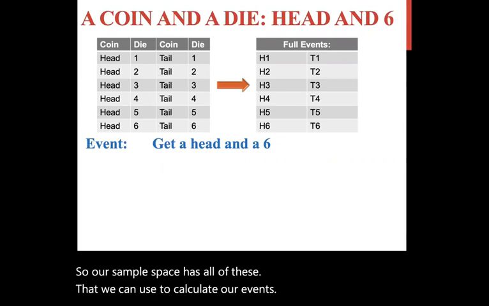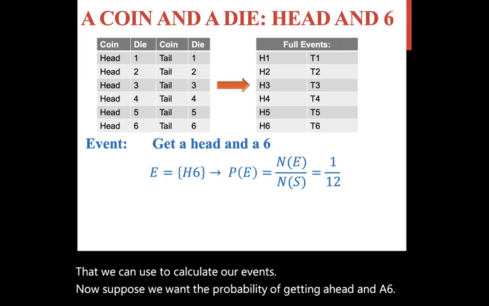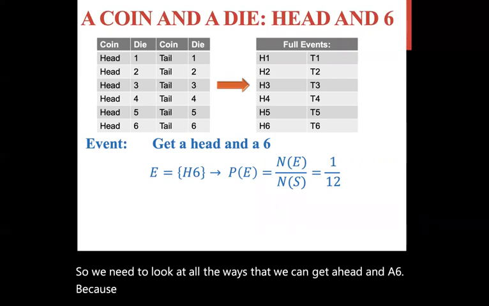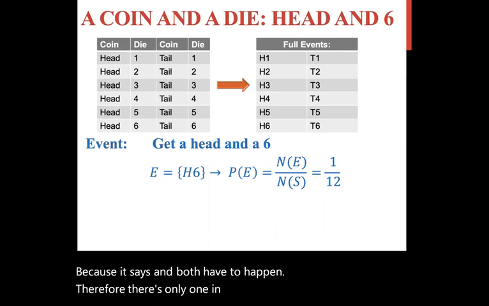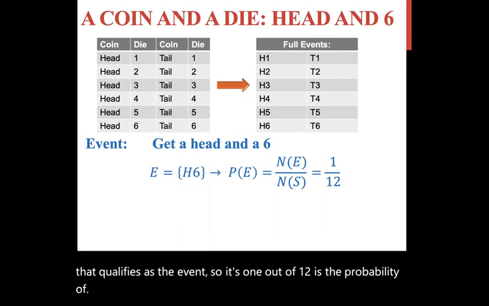Now, suppose we want the probability of getting a head and a 6. So we need to look at all the ways that we can get a head and a 6. Because it says and, both have to happen. Therefore, there's only one in the bottom left corner that's H6. That qualifies as the event. So it's 1 out of 12 is the probability of a head and a 6.